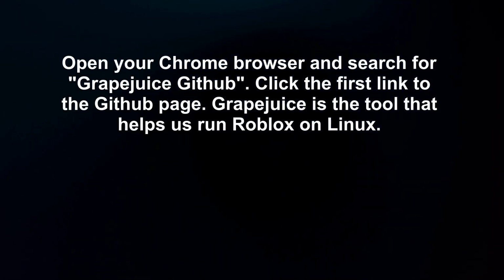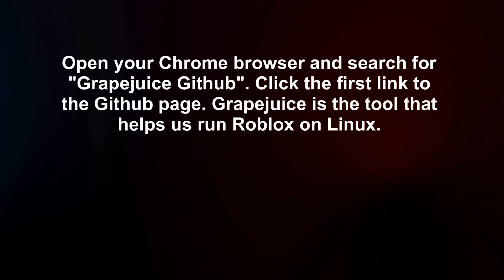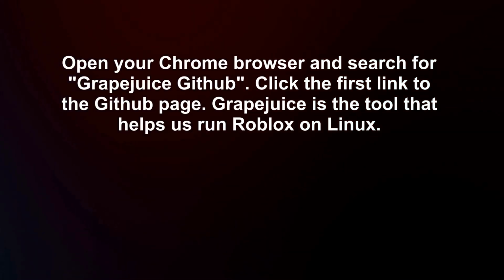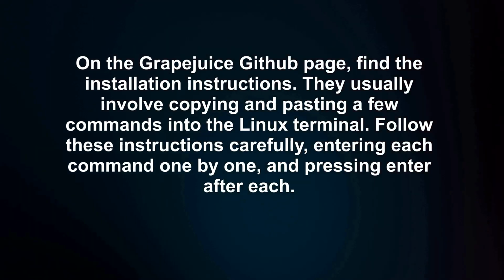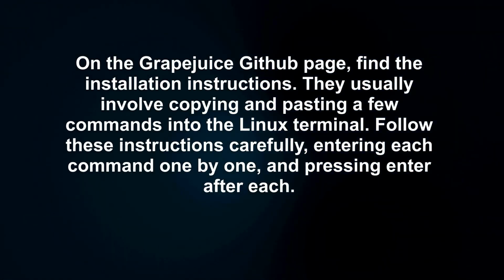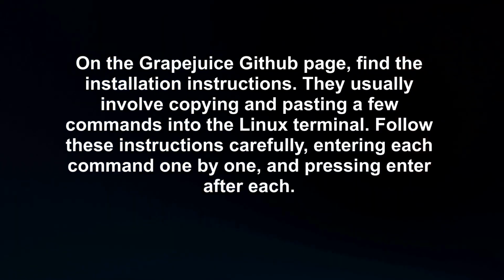Open your Chrome browser and search for Grapejuice GitHub. Click the first link to the GitHub page. Grapejuice is the tool that helps us run Roblox on Linux. On the Grapejuice GitHub page, find the installation instructions. They usually involve copying and pasting a few commands into the Linux terminal.